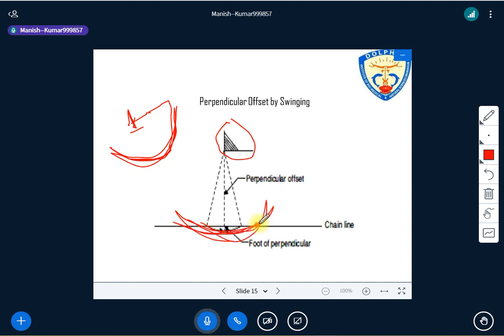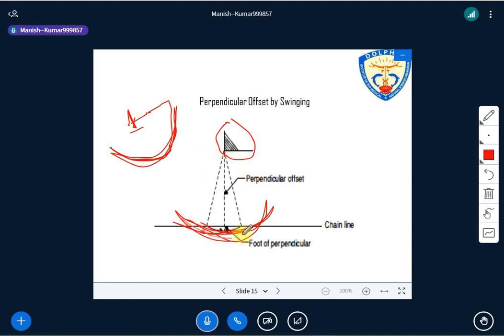And then after that we are measuring all these distances. Just look here, all these distances, and the shortest distance, the shortest distance measured from the object to the chain line, is usually the perpendicular offset. Is it clear? Again, try to understand. We have to swing it. It means from here we are just swinging.